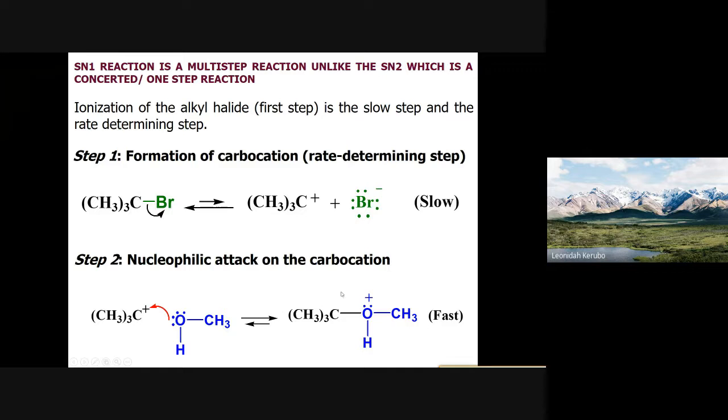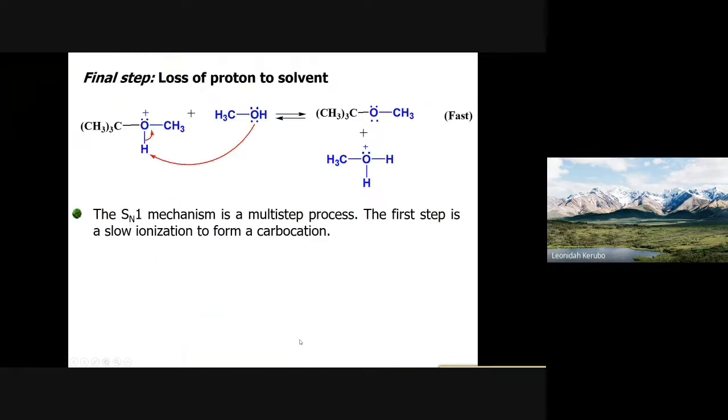This is a very fast, rapid reaction. So this is not the rate determining step because it's a very fast reaction. The rate determining step is the slowest step. So this is not neutral, so the reaction still proceeds another step.